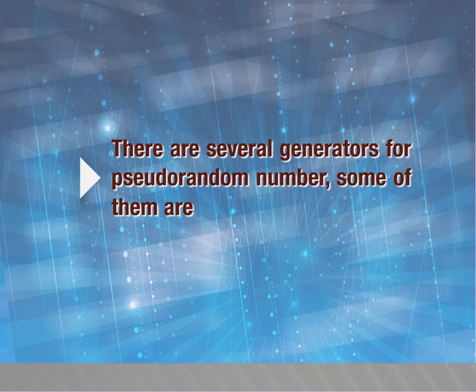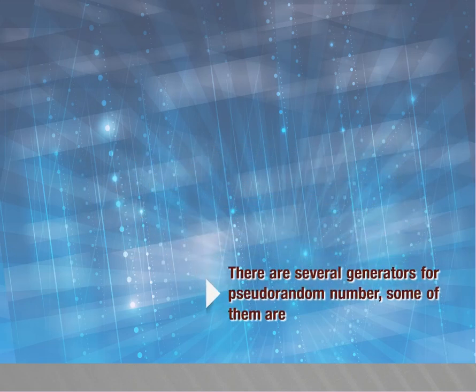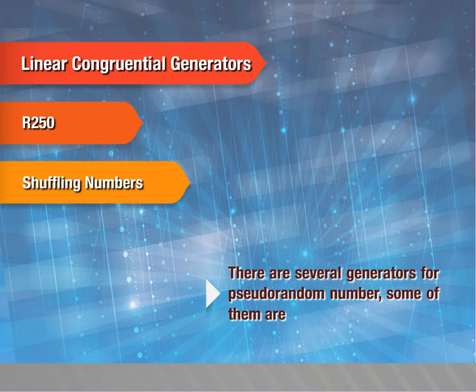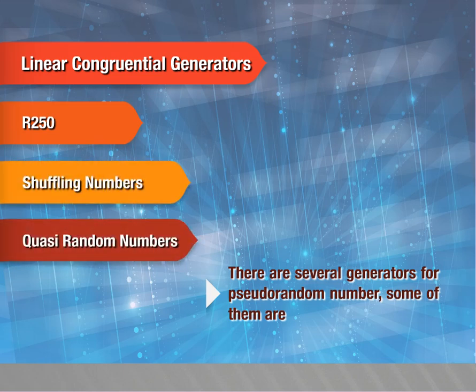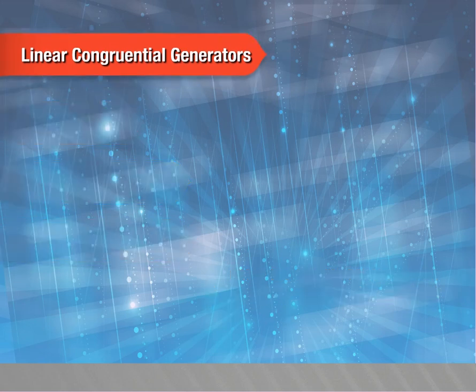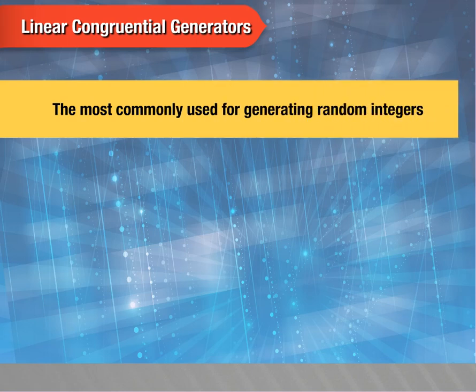There are several generators for pseudo-random numbers. Some of them are linear congruential generators, R250, shuffling numbers, quasi-random numbers. Linear congruential generators are the most commonly used for generating random integers.